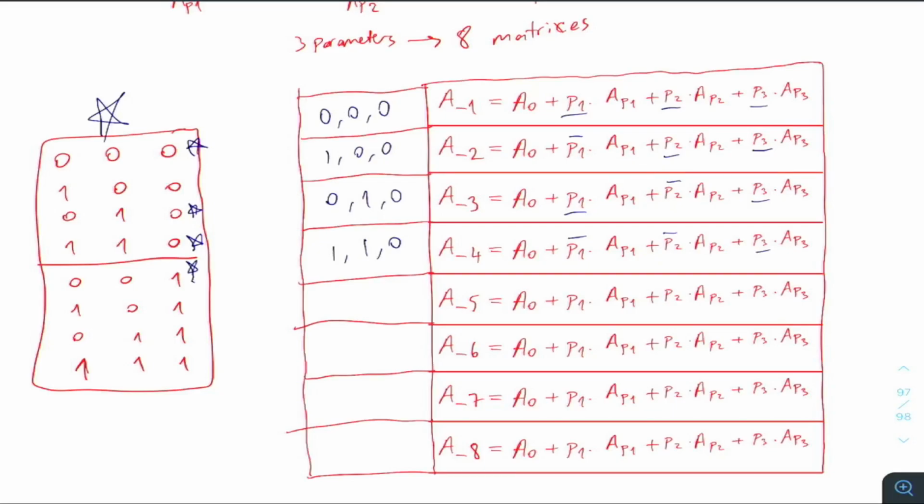Let's check case 5: 0 0 1, minimum, minimum, and maximum. And 1 0 1, in this case maximum, minimum and maximum. You need to be really careful, it's easy to make mistakes at this stage especially. Then 0 1 1: minimum, maximum, maximum. And 1 1 1: maximum, maximum, and maximum.